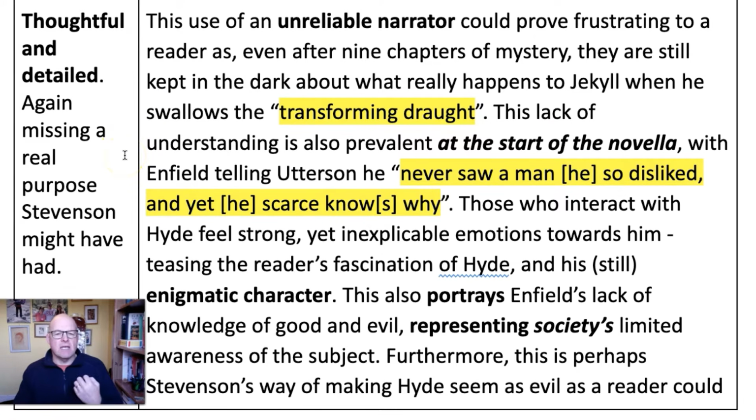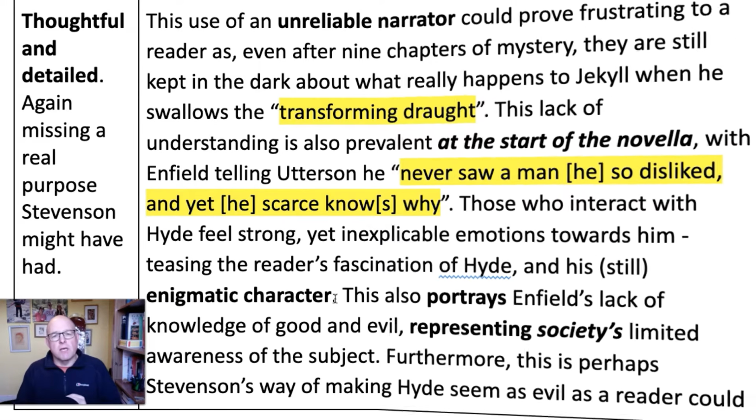This lack of understanding is also prevalent at the start of the novella, with Enfield telling Utterson he never saw a man he so disliked, and yet he scarce knows why. Those who interact with Hyde feel strong yet inexplicable emotions towards him, teasing the reader's fascination of Hyde and his still enigmatic character. So there's a hint that it's actually just to hook the reader and grip them and keep them struggling to the end to find out the answer to the mystery. But rather than hint, Michael could be explicit.